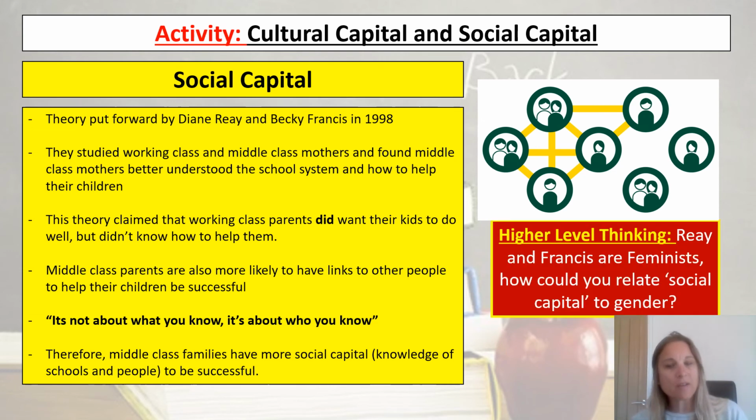Now, Diane Ray and Becky Francis, really importantly, are feminists. So have a think, layer on top of this, what they're for that tells you about gender and school. Have a think about that.